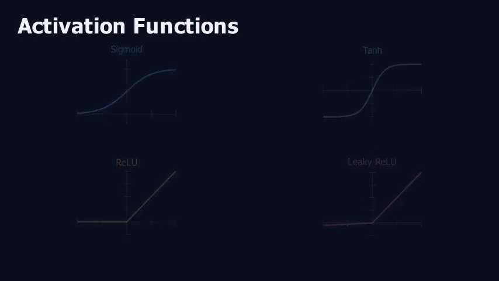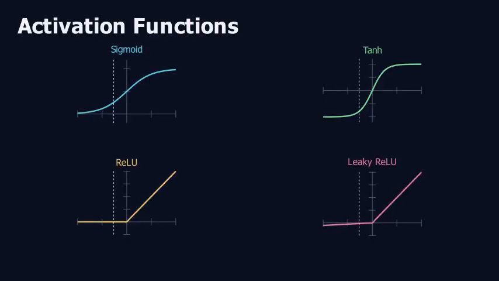Without an activation function, a neural network is just a stack of linear equations. No matter how many layers we add, it can only draw straight lines through the data. Activation functions inject nonlinearity, and that is what allows networks to model the curved, messy patterns of the real world.